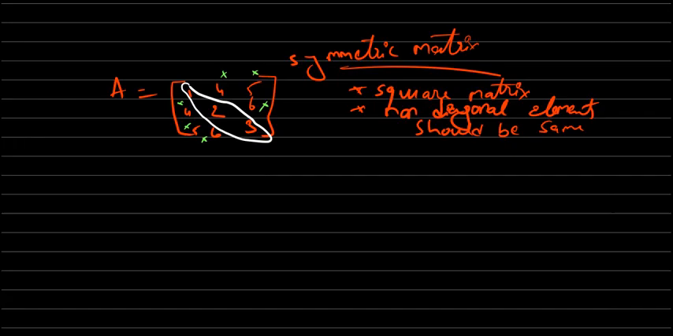Consider when you are folding a page. In a similar way, when you fold this matrix along the diagonal elements 1, 2, 3, the 4 and 4, 5 and 5, and 6 and 6 should be the corresponding elements, and all these three upper and lower non-diagonal elements must be equal. Then it is a symmetric matrix. For a symmetric matrix, there are two conditions. First, it should be a square matrix. Second, the corresponding non-diagonal elements must be the same.